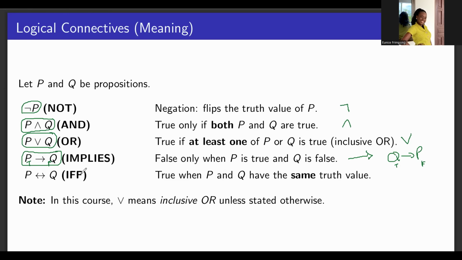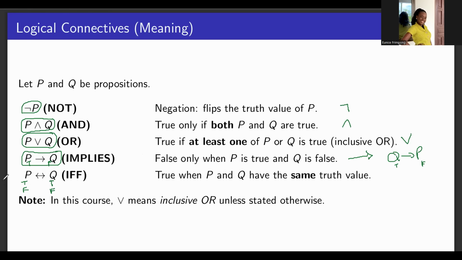Now we have if and only if. That is, P implies Q and Q implies P at the same time. This is true when P and Q have the same truth value. What does this mean? It means that for this compound proposition to be true, P must be true and then Q must also be true. Or P must be false and Q must also be false.